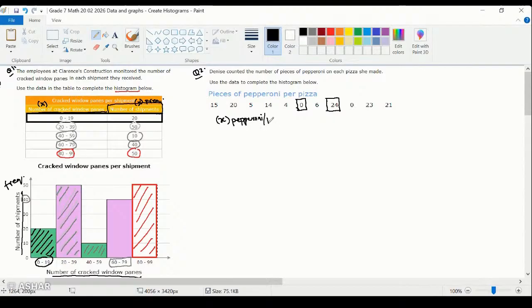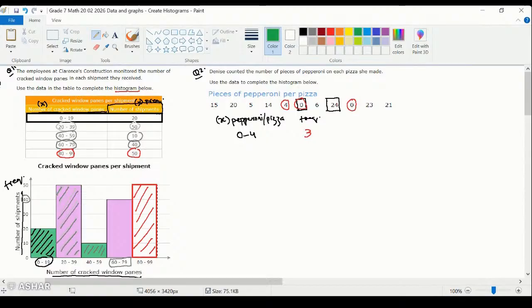Per pizza, right? And this was the number, this was the frequency. So between 0 and 4, how many were there? 1, 2, 3, right? So we can say the frequency here is 3.